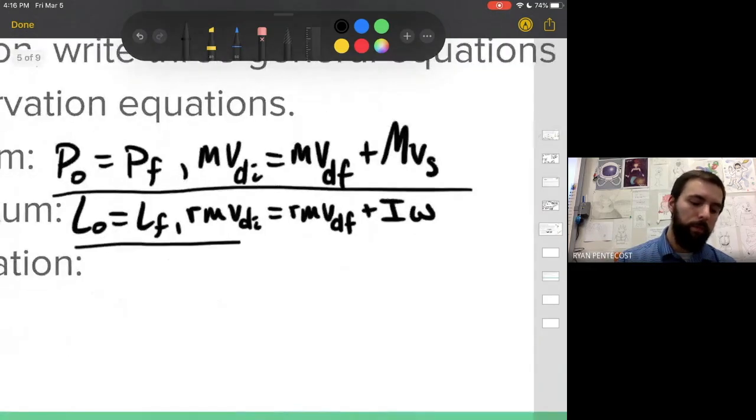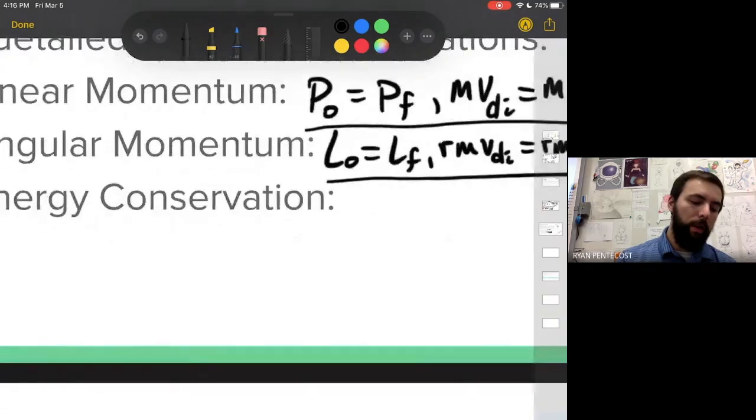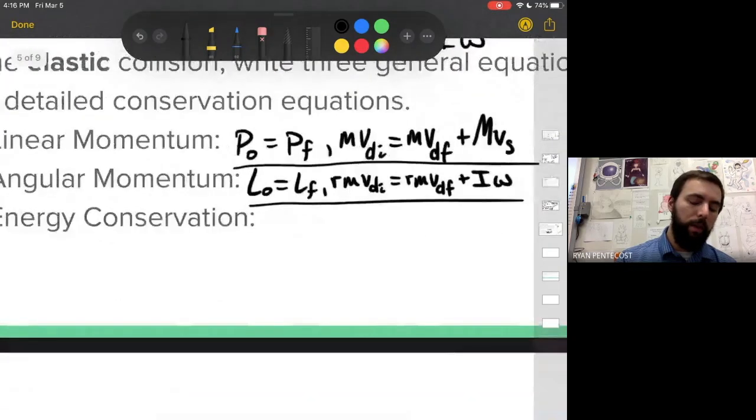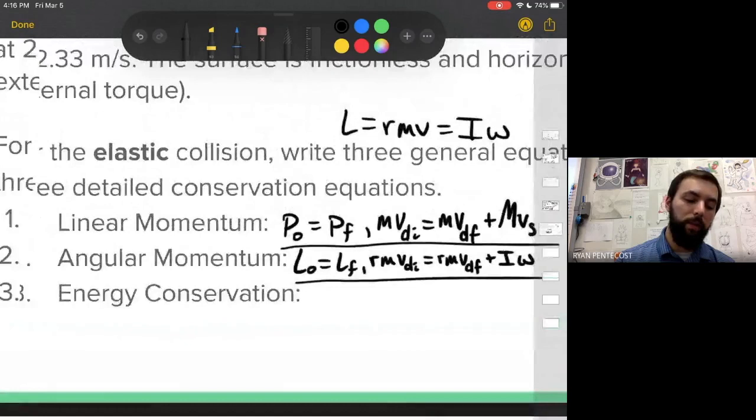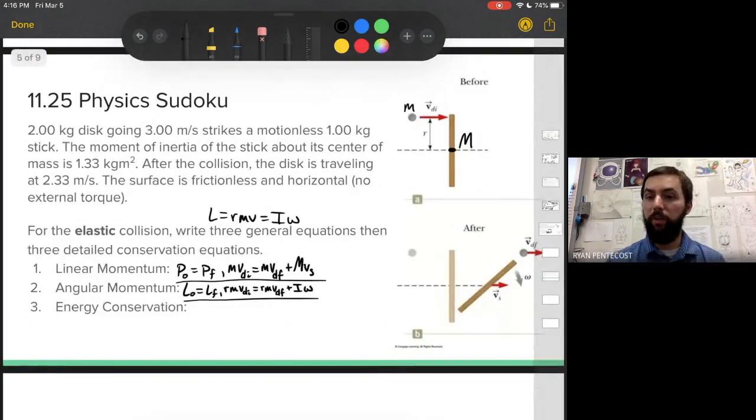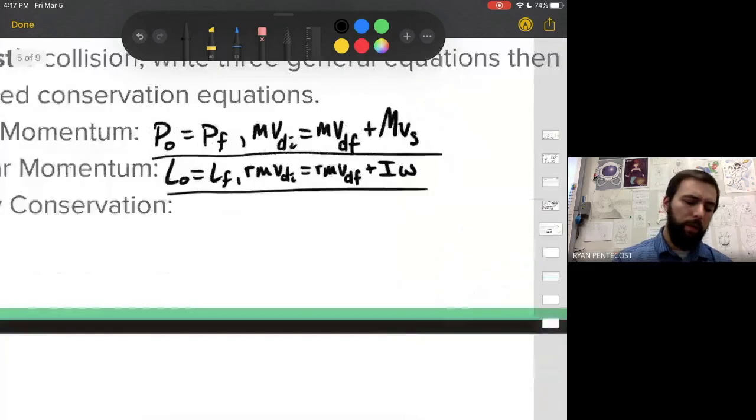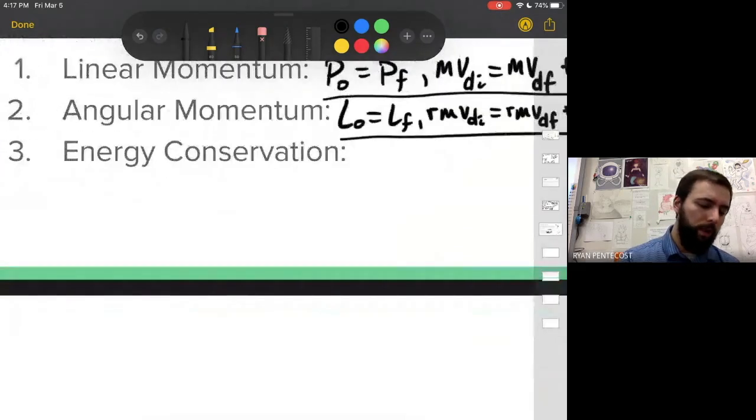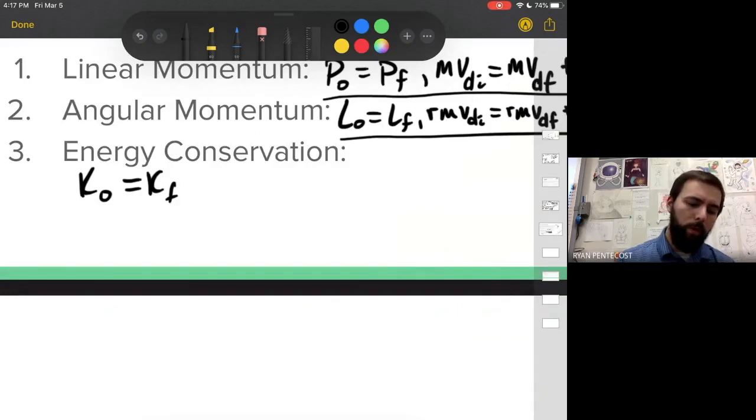Now, energy conservation. Again, since it is on a flat horizontal frictionless table, there is no friction or non-conservative energy, and there is no gravitational potential energy. So we're just going to use kinetic. So let's start over here. We have K initial equals K final. But what are our initial and final energies? Well, the disk is the only one moving initially, so you've got 1/2 m VDI squared.